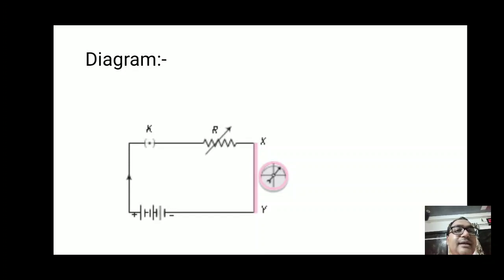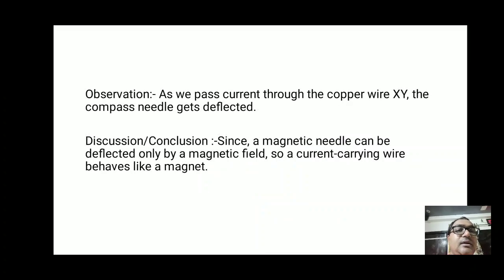So it means that a current carrying wire behaves like a magnet. Here we have used the copper wire, so the copper wire behaves like a magnet. So this is our result, or conclusion.